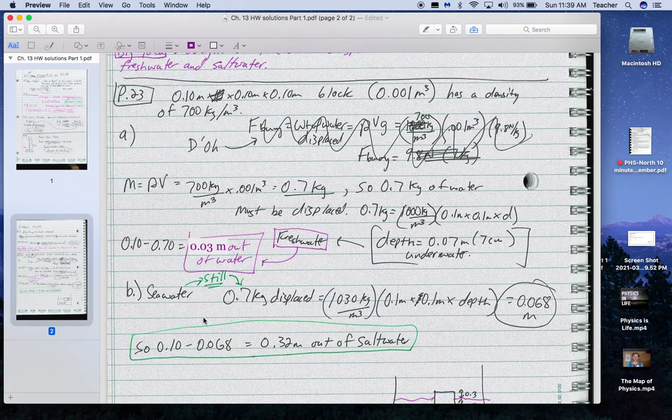So 0.030 meters out of the water. In seawater, we still have the same mass displaced because it's the same block. So it's 0.7 kilograms, but now the density of seawater is greater, so the depth is going to be less. So now 0.068 meters is underwater. So, God, I did it again. 0.032 meters would be out of the water in the salt water.